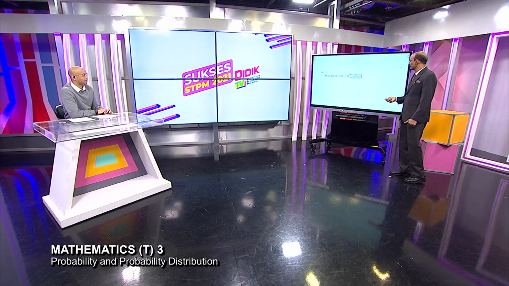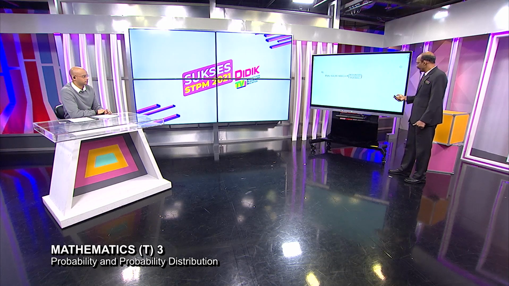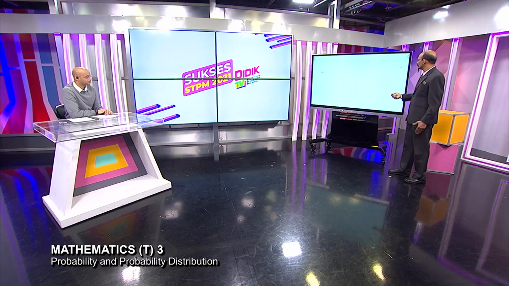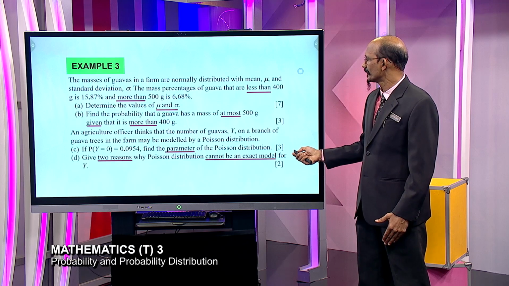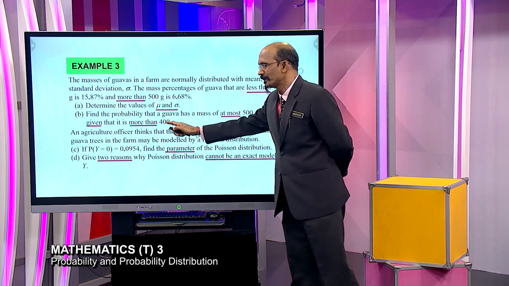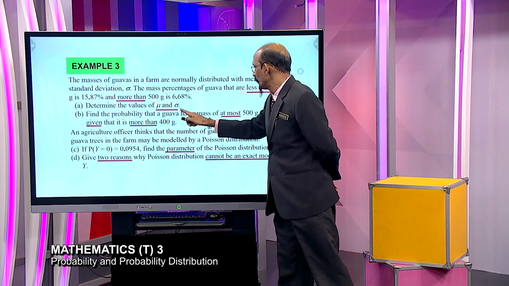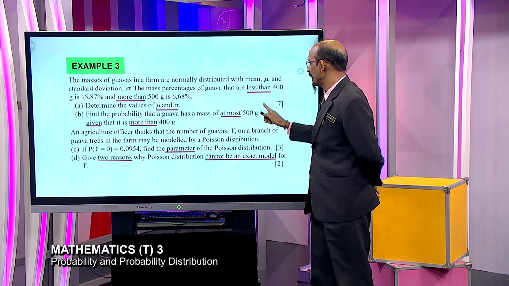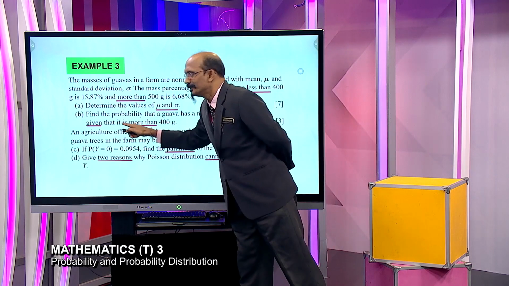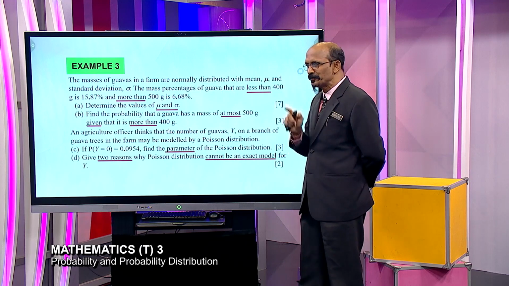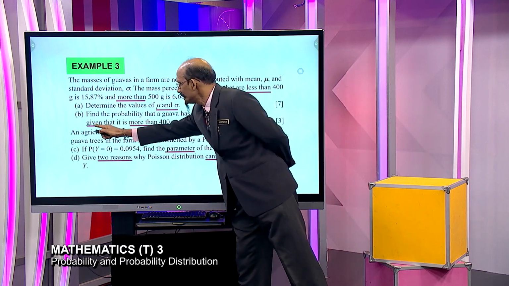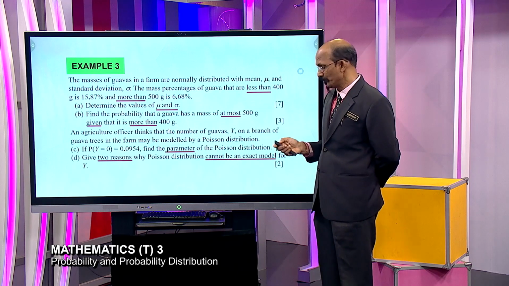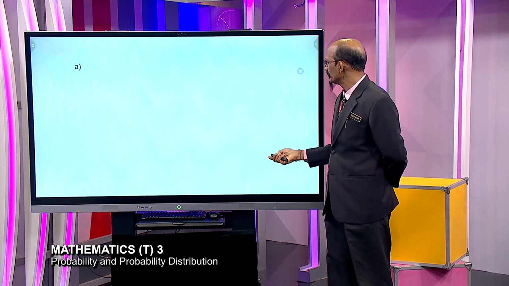In part B, we are asked to find a probability. If I go back to the earlier part, I just want to show you something, Sean. If you notice here, find the probability that a guava has a mass of at most 500 gram, given that. If you still remember, just now I used the word conditional, right? Yes, conditional, correct, Sean. Given that, so that means this is a conditional statement.